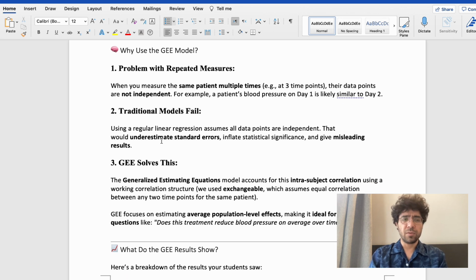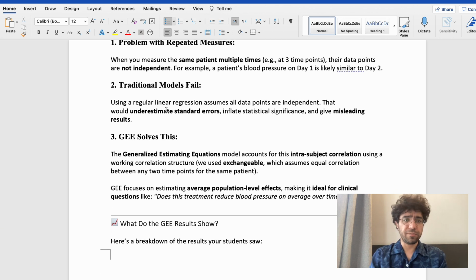The problem with repeated measures is that when we measure the same patient multiple times, for example 3 time points in this data, these data points are not independent of each other. For example, a patient's blood pressure on day 1 is likely similar to day 2 because this is the same person. So the blood pressure data on day 1 and day 2 are very much correlated. So we have to take this into account.